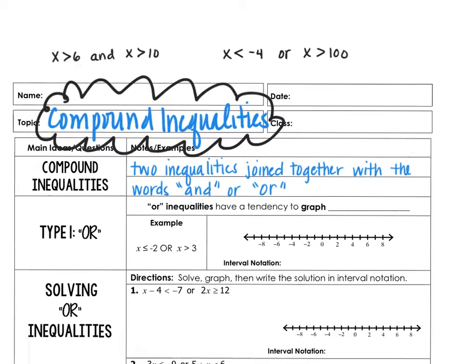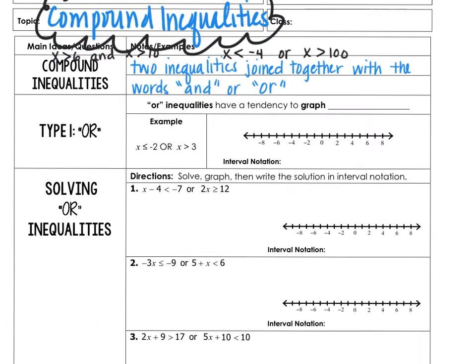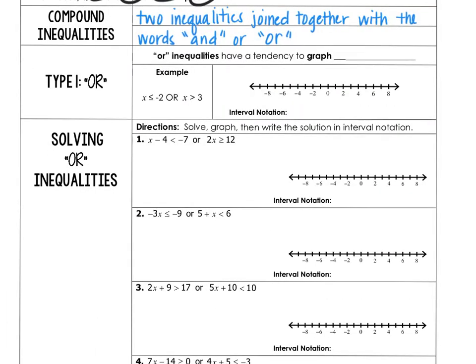So let's talk about the first type of compound inequalities. Let's talk about the or problems. So here's an example of an or compound inequality. X is less than or equal to negative 2 or x is bigger than 3. Or inequalities have a tendency to graph apart. And let me show you what that means.